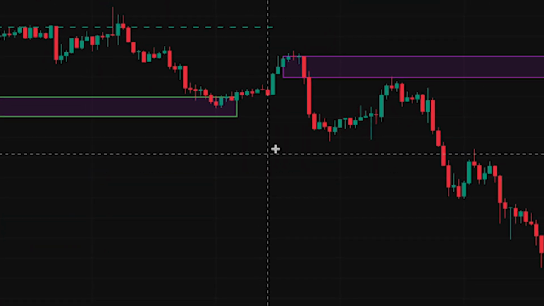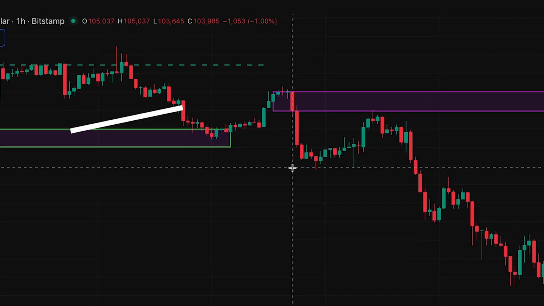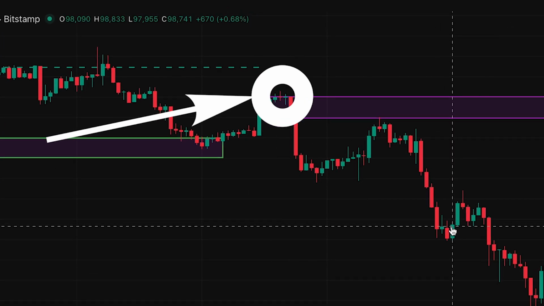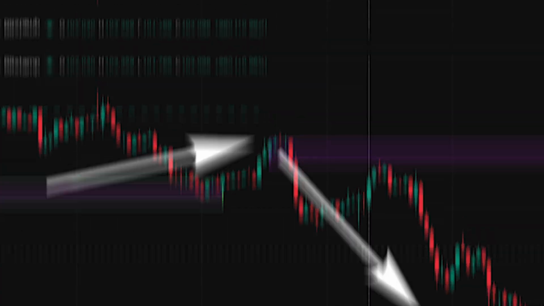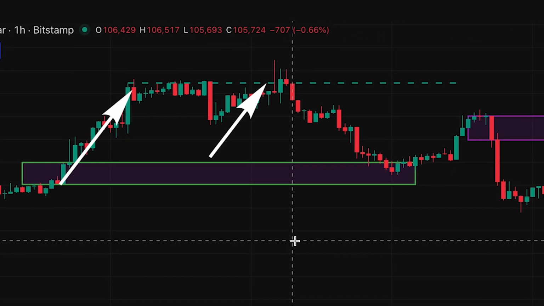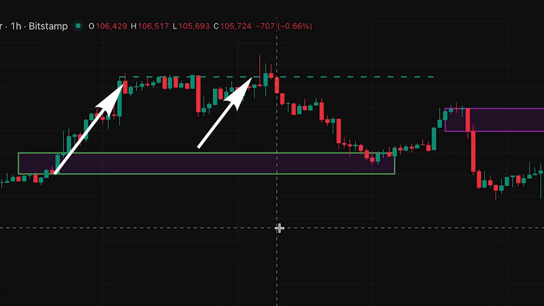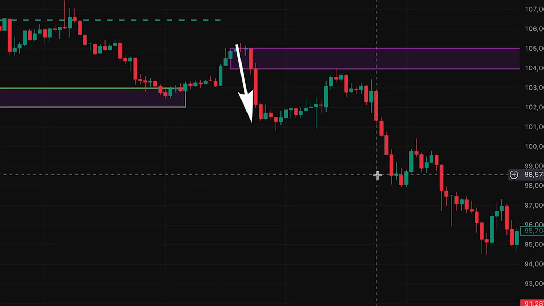The third rule, there must be a break of structure. If an order block is the footprint of big players, then it must be followed by a change in market structure. The market moves not in a straight line, but in waves. In an uptrend, price forms higher highs and higher lows, each top higher than the previous one, and each bottom higher as well. In a downtrend, it's the opposite. Highs and lows become lower.